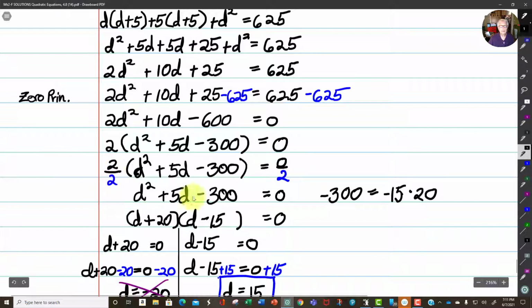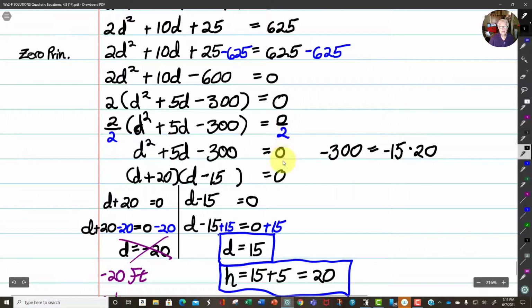I divide both sides by 2. Again, I can only do that when I have an equation. 0 divided by 2 is 0. 2 divided by 2 is 1. So I have d squared plus 5d minus 300 equals 0.